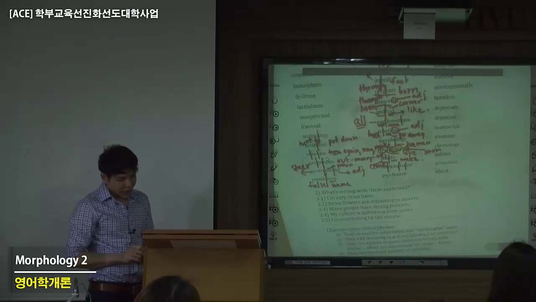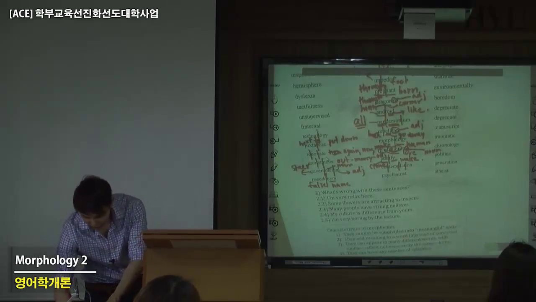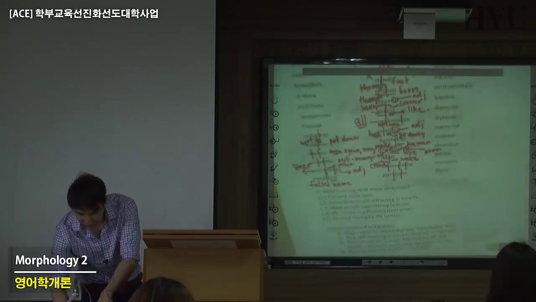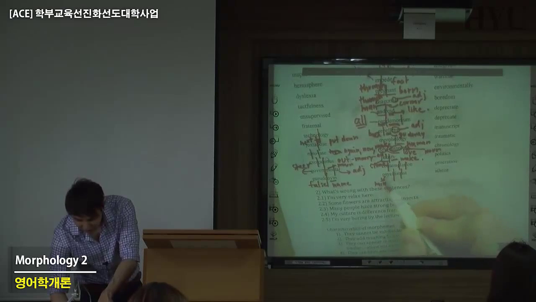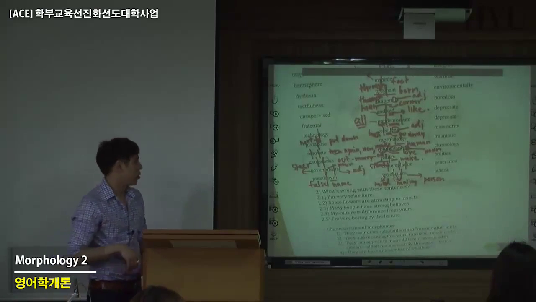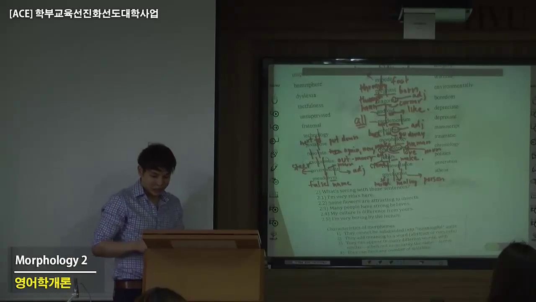Last one, psychiatrist. We have psych, and then iatr, and then ist. Psych is the mind, iatr is the healing, and then ist is the person who. So a person who heals the mind, psychiatrist.